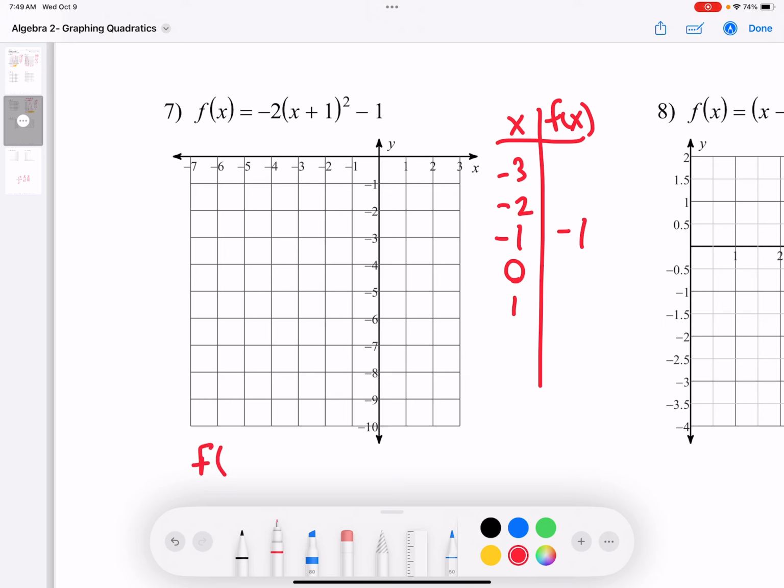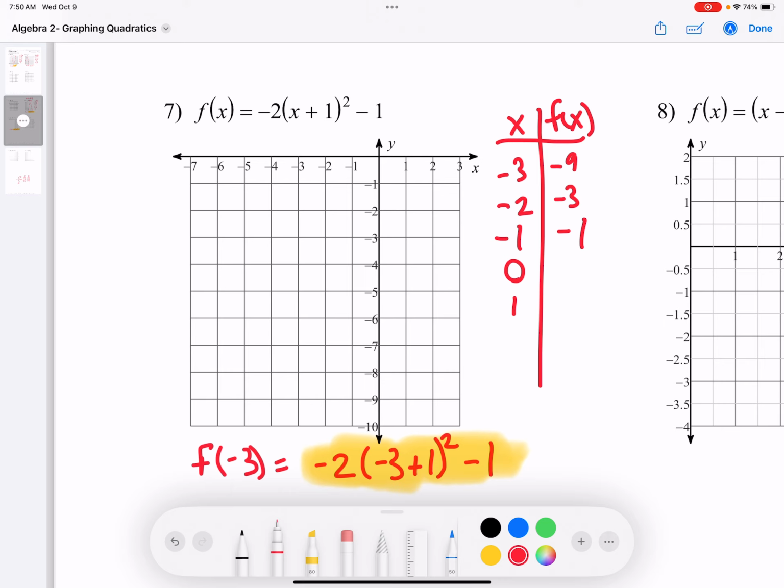So I'm going to do f of -3 equals -2 times -3 plus 1 squared minus 1. Again, this is what's going in my calculator. So we have -2 parentheses -3 plus 1 squared minus 1. And we get -9. Then we go up and replace that -3 with a -2. And we get -3. And just as an insurance policy, I'm going to plug in -1. And I do get -1.